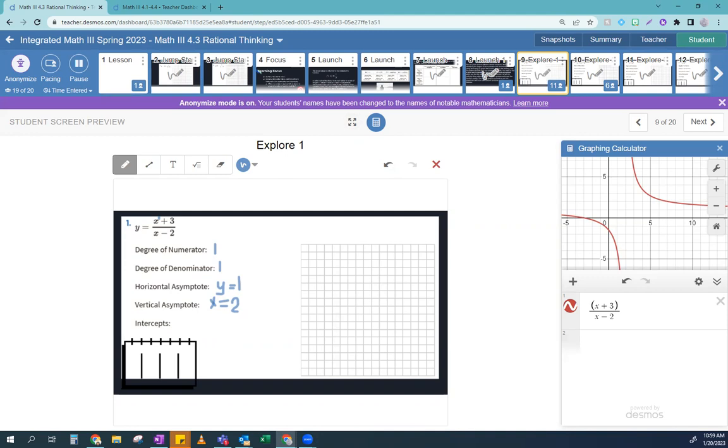Like, why can I draw, sorry, let me annotate on top of my screen. Let's use an orange color. Like, why can I draw this dashed line down here? I'll give you a clue. Why can't our function live on our vertical asymptote? Why can't our function live on top of our vertical asymptote?